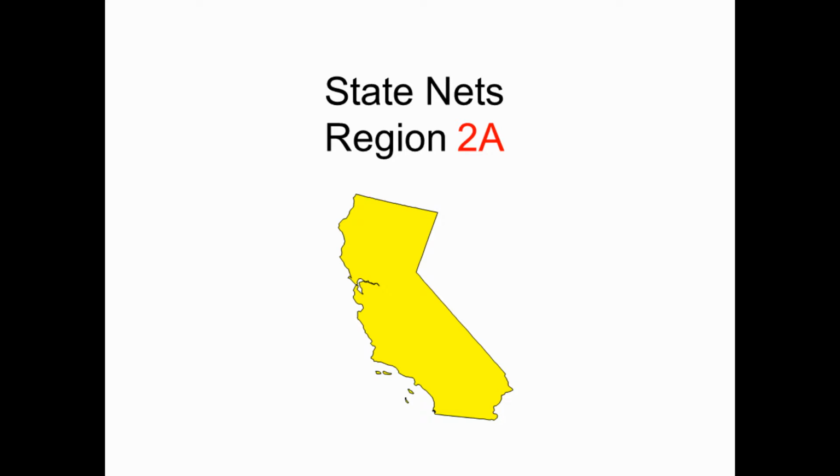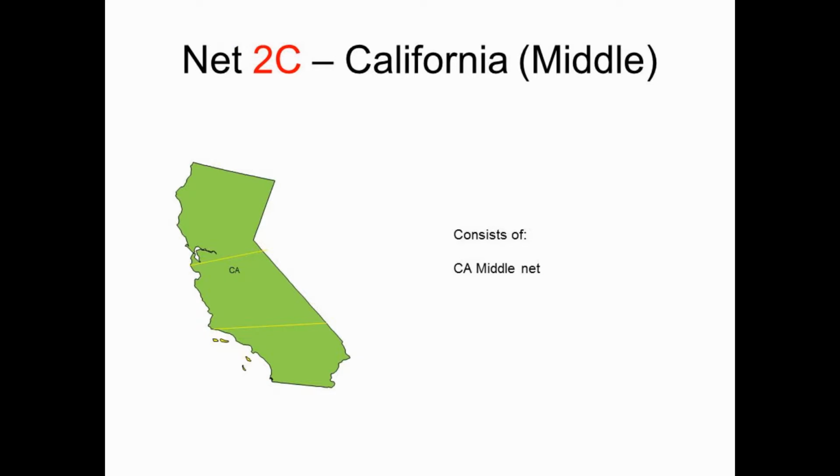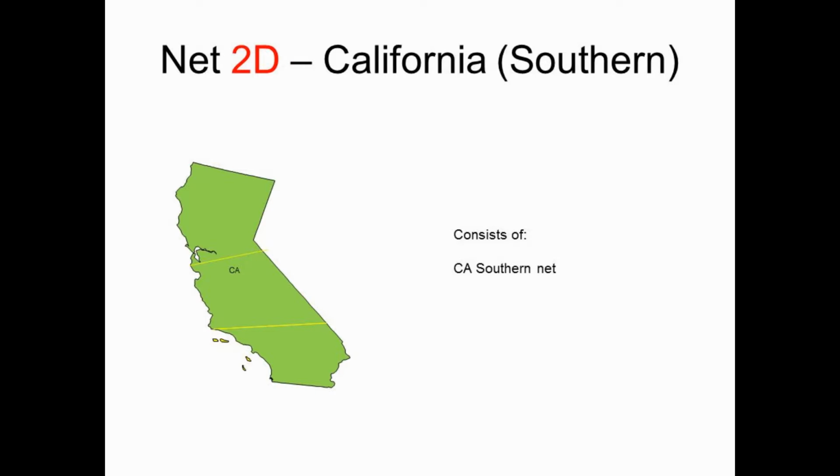As the 2 Alpha regional net is comprised of solely the state of California, it is subdivided into 3 smaller nets. The 2 Bravo net encompasses Northern California. The 2 Charlie net encompasses Central California. The 2 Delta net encompasses Southern California.